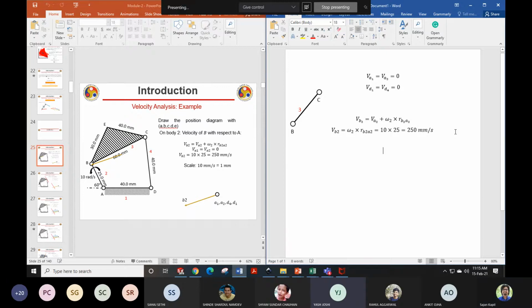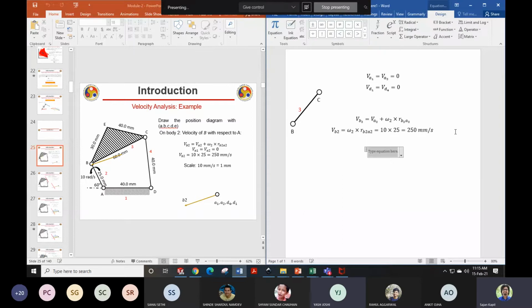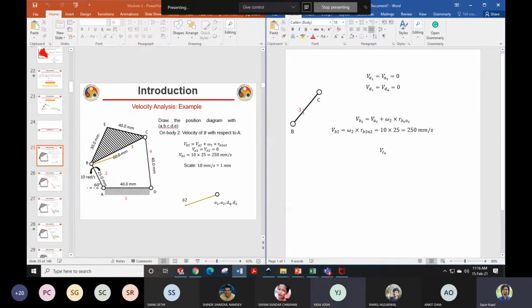VB3 will be equal to VD. But we are interested in C, so I should write C on the left side. Sorry, VC, velocity of C on body 3. Sir, can we write it with respect to 4? We'll do it, first you write in body 3. What are you seeing here, Yash? I'm seeing it's on body 4 as well as body 3.